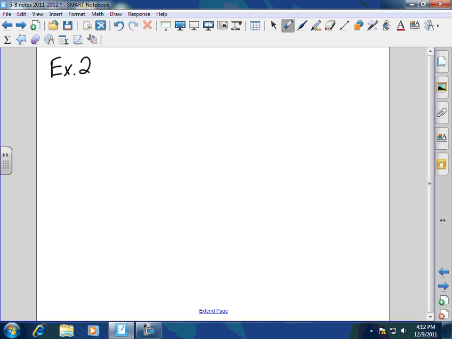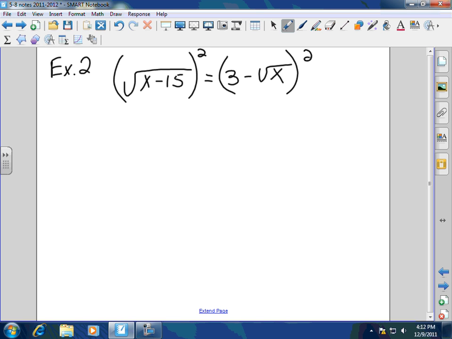Okay, example 2. They want you to solve the square root of x minus 15 equals 3 minus the square root of x. Now, I know that I told you the goal was to get the radical all by itself. Well, you have two radicals in this case. So in this case, we can't get either one of the radicals by themselves. So we're just going to go ahead and cancel out the radical. And we cancel out this square root by squaring both sides.